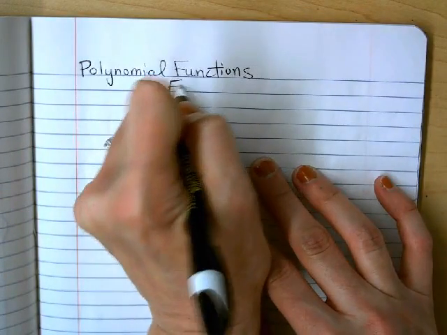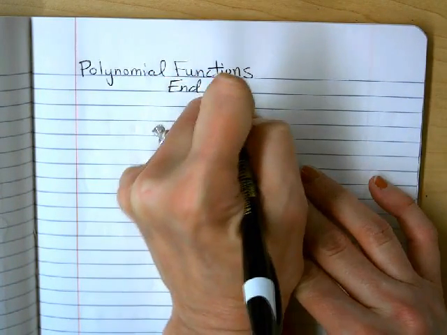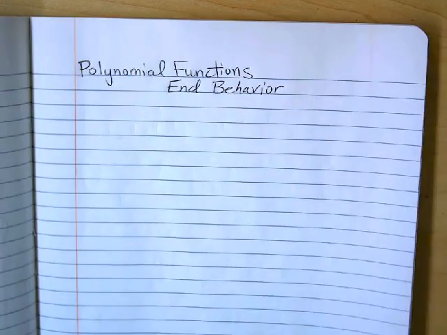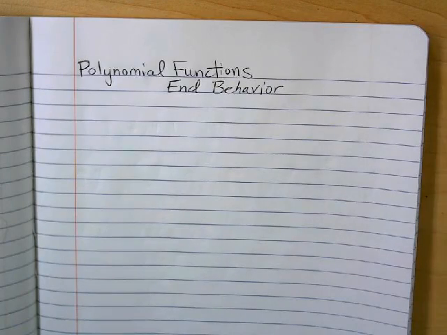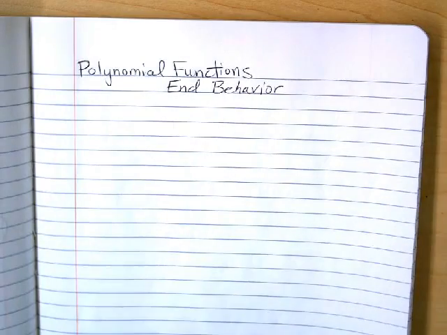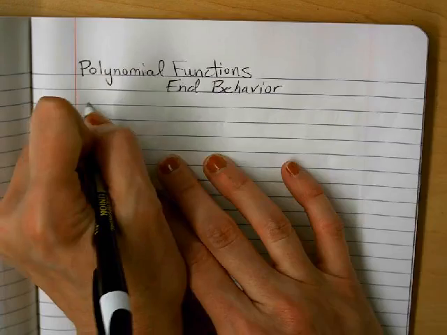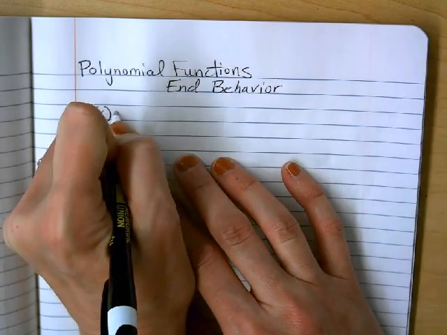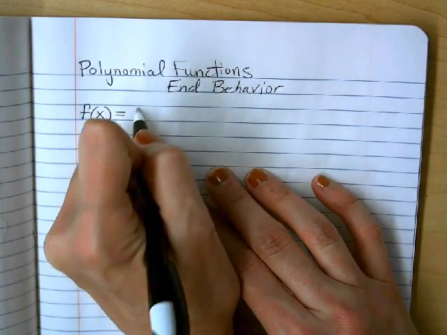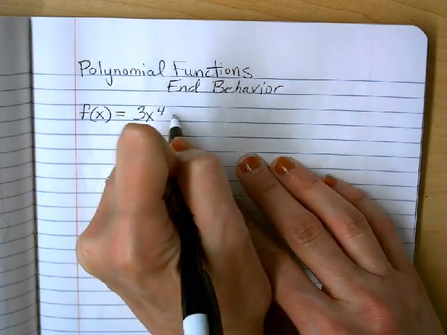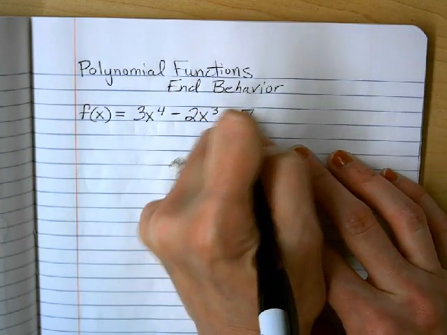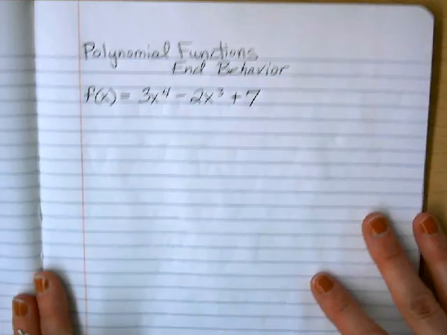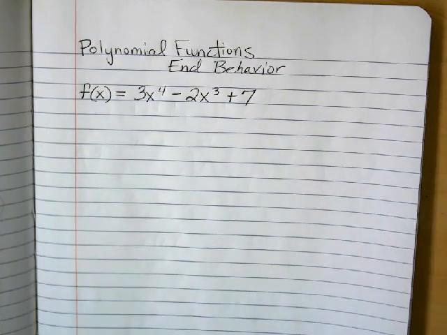And we're going to be talking about the end behavior. Yeah, so we'll see what this end behavior is. Okay, so I'm going to give you a polynomial function, like 3x to the fourth minus 2x to the third plus 7. Give you a function like that.